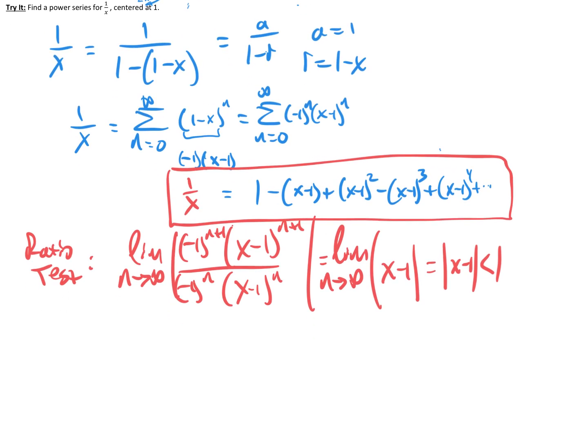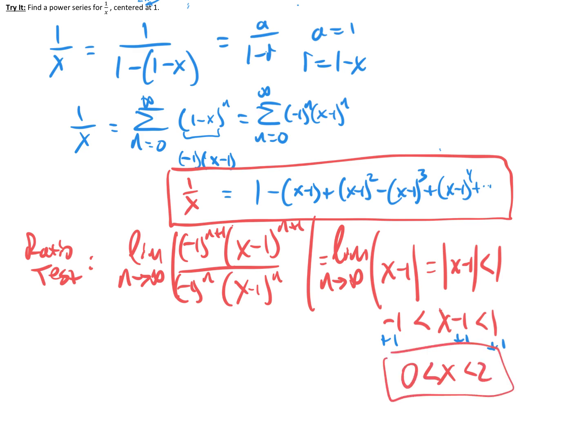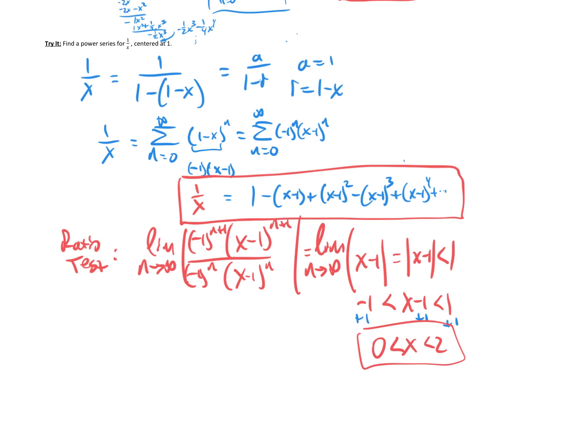So this is going to be everything with a radius of 1, centered at 1. You can write this as x minus 1 is less than 1 and greater than negative 1. If we add 1 all around, then we end up with x is less than 2 and greater than 0. So our radius is 1. This is everything from 0 to 2, centered at 1, right in between 0 and 2. So there's our very useful series for 1 over x, but it's only good on 0 to 2.